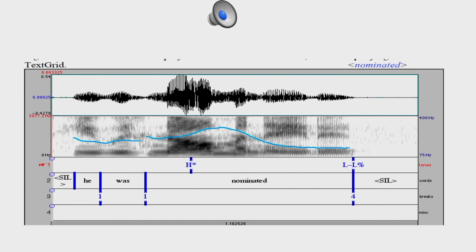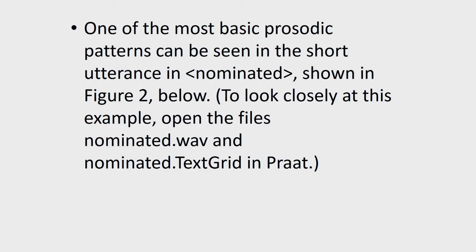So again, he was nominated, so the most important stressed part here is "nominated", and then a final L showing the boundary, and these are the most important parts in the sentence. Also, notice that we have a 1 as the boundary between these two words.